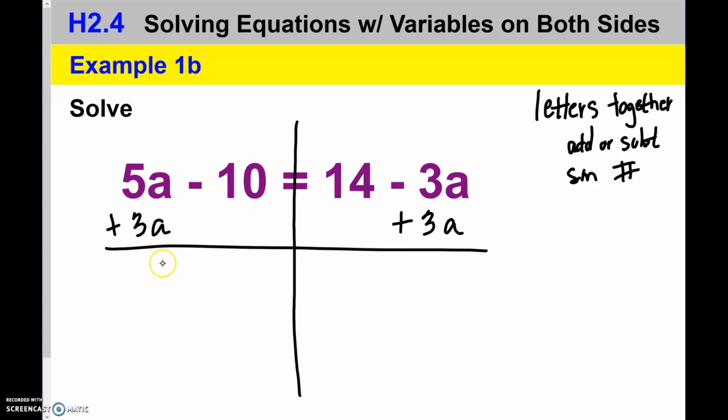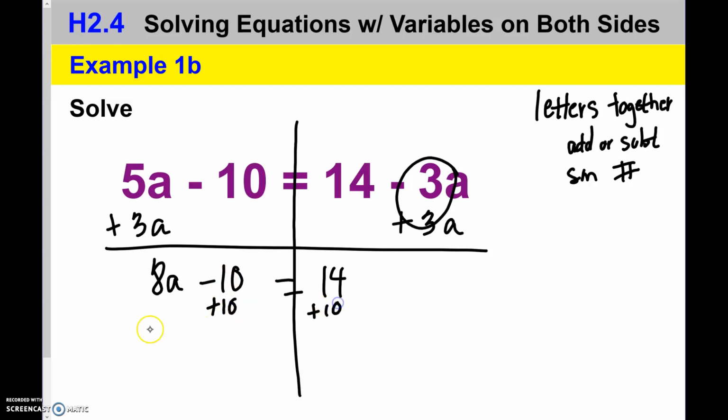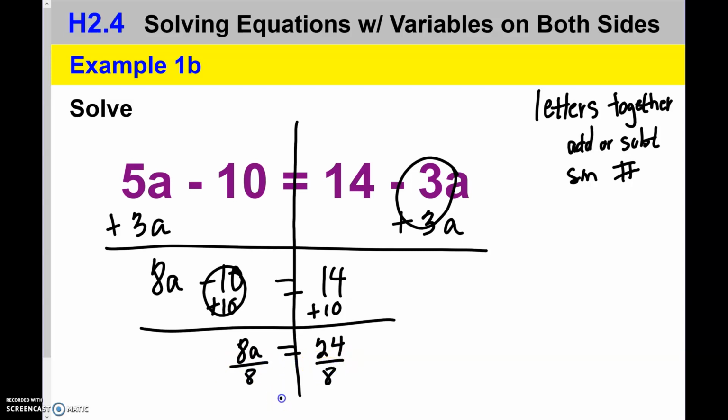So 5a plus 3a is 8a. Then I still have my negative 10 and I have my 14, and these guys canceled out. Now I need to focus on the numbers that are by the letter. Because this is minus 10, I'm going to add 10 to both sides. These are going to cancel out. So I have 8a equals, and 14 plus 10 is 24. All right, I'm going to divide by 8. So a is 3.